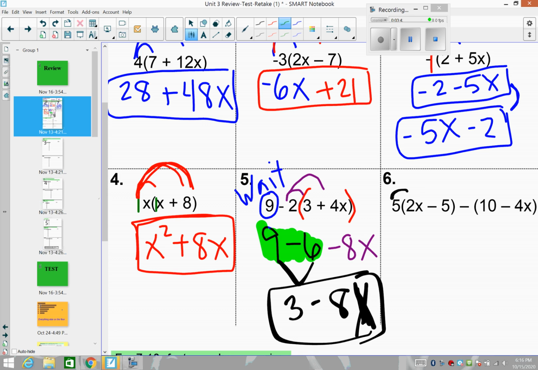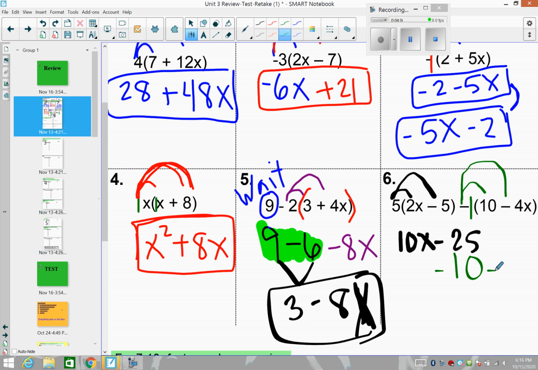First set of parentheses, we have 5 times 2 is 10. Reattach x. Distribute 5 times -5 is -25. Work on distributing to that back parenthesis, recognizing that this is a 1 sitting out here, so that's a -1 times 10 is -10. Running out of space, so I have to start it on the next line. -1 times -4. Negative times negative is +4x.